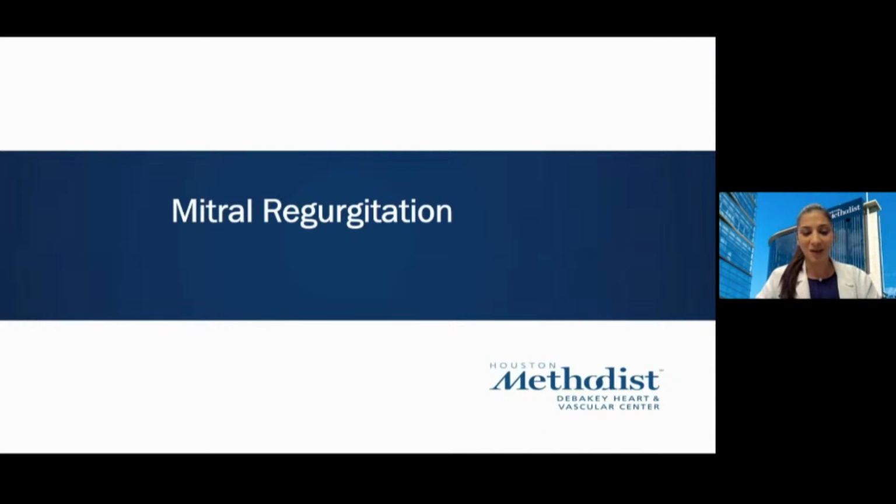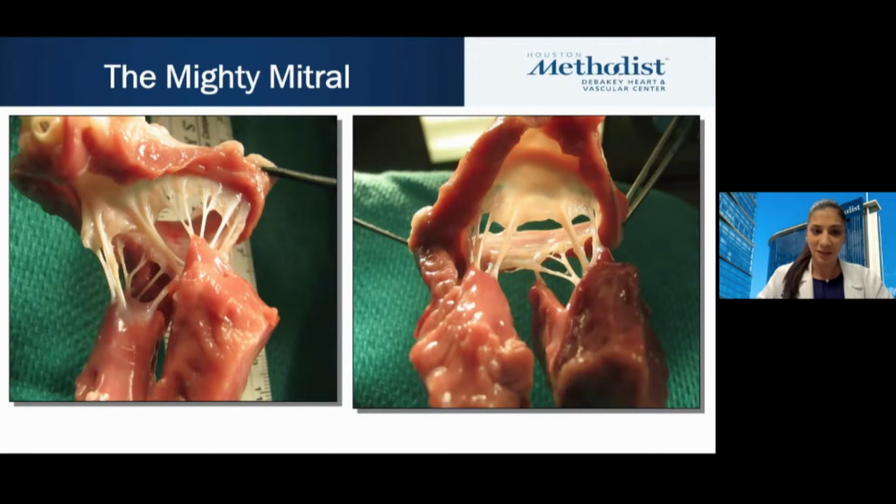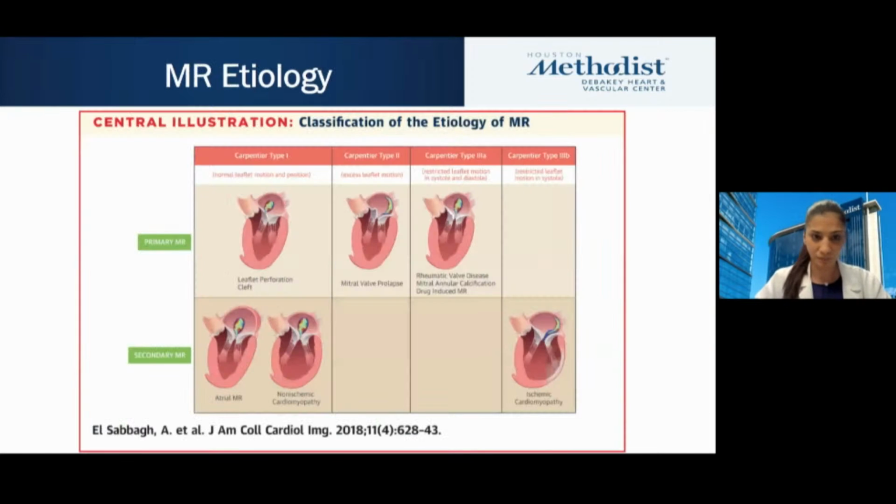Starting off with my favorite valve, mitral regurgitation. This is a picture of the mitral valve that really demonstrates the importance of the papillary muscles, the cords, the leaflets, the mitral annulus, the LV, and the left atrium in maintaining the function of the mitral valve. So it's a very complex structure, and it really relies heavily on the interaction between all these different structures.